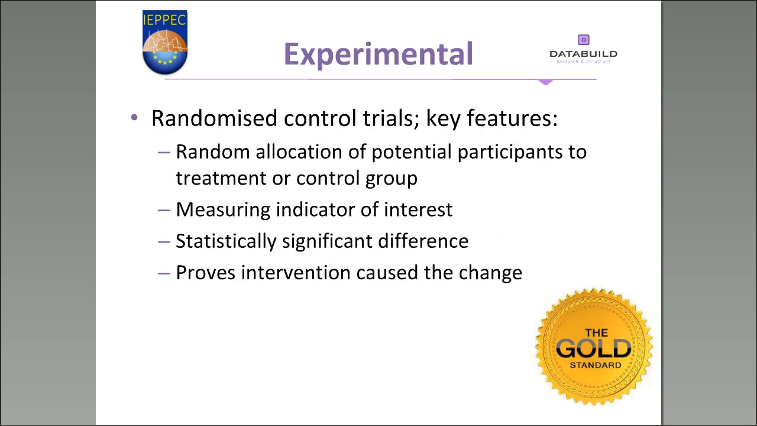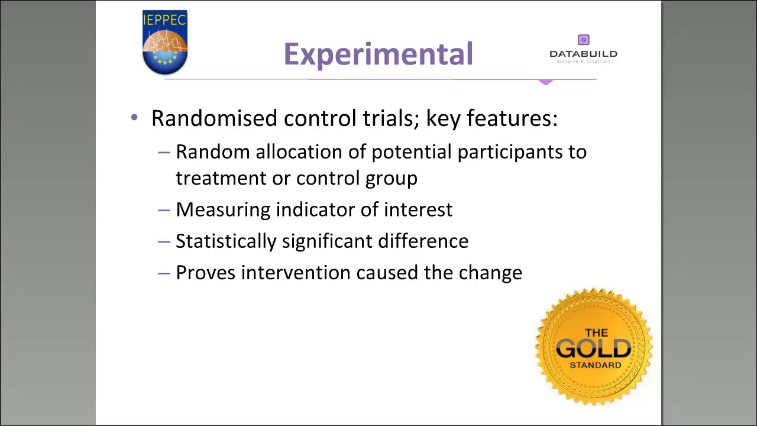The first one of these is running an experiment, a randomized control trial. Now the key features of this are that you would randomly deliver the programme to some participants and not to others. So you would have what they call a treatment group, the group that received the programme, and a control group of similar people who hadn't received the programme.